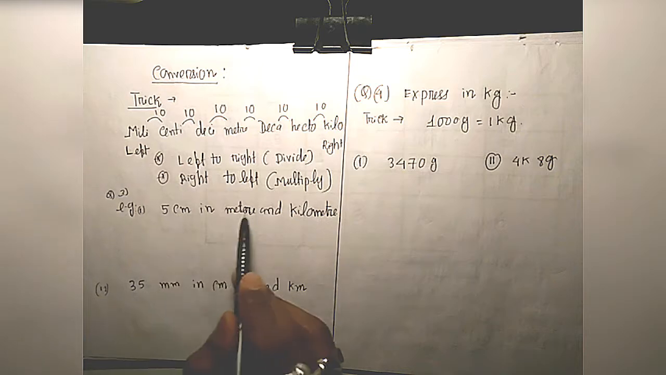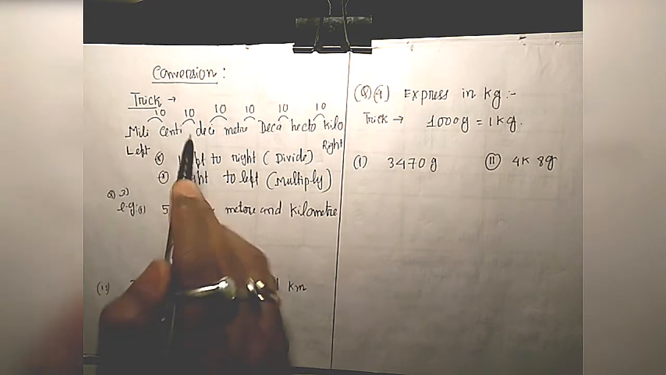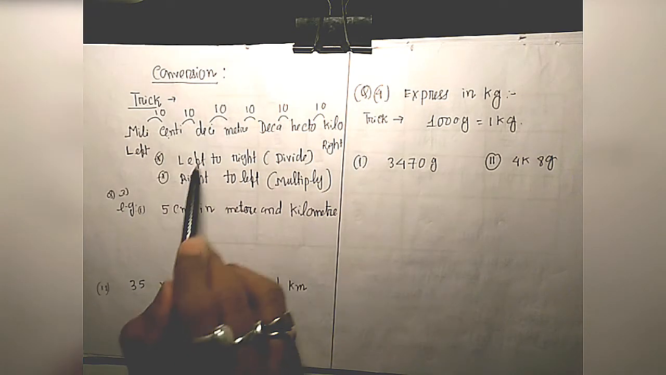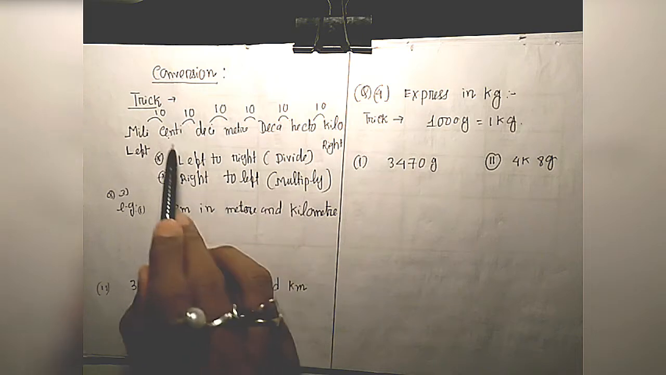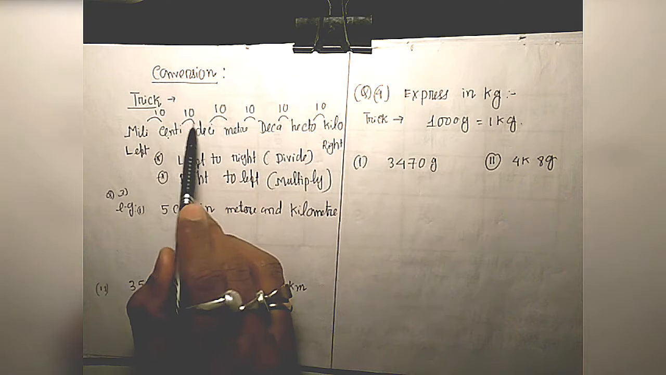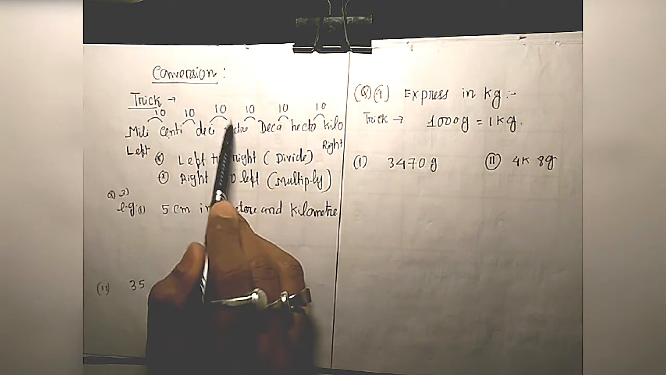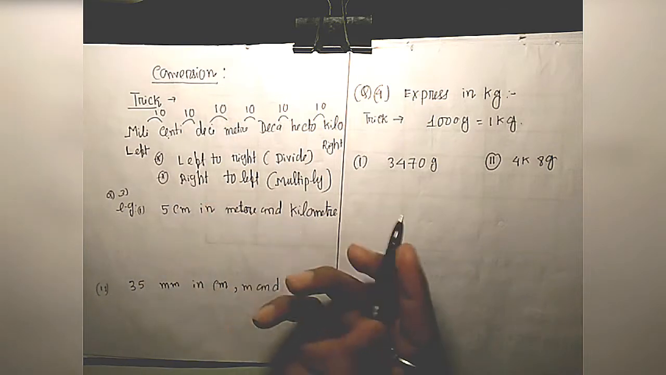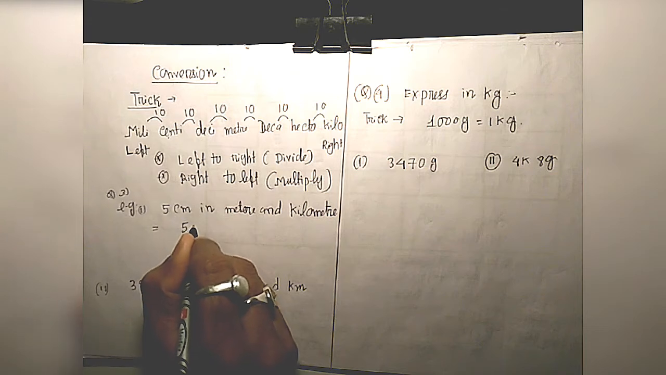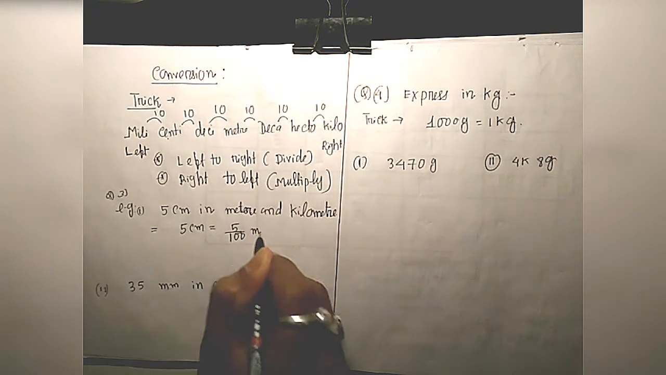So example 1, 5 centimeter in meter and kilometer. So 5 centimeter. We need to convert it into meter. That means left to right. Left to right means we should divide. Now in between centimeter and meter, how many 10? 1 10, 2 10. So 10 tens are 100. So to convert 5 centimeter into meter, we should divide by 100. So 5 centimeter equals 5 by 100 meter.